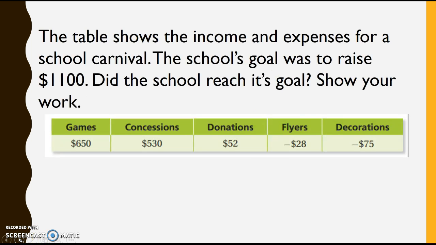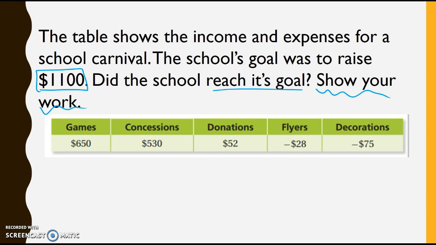Okay, now we're getting into some word problems. So here it says the table shows the income and expenses for a school carnival. The school's goal was to raise $1,100, so this is extremely important. Did the school reach its goal? Show your work. That's huge there. Show your work. So we need to make sure that the school reached their goal.